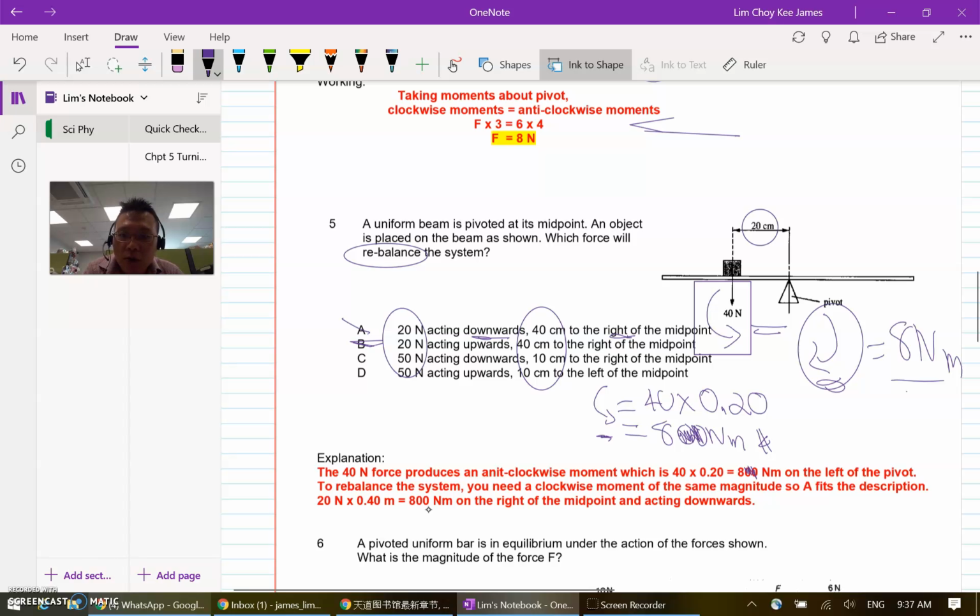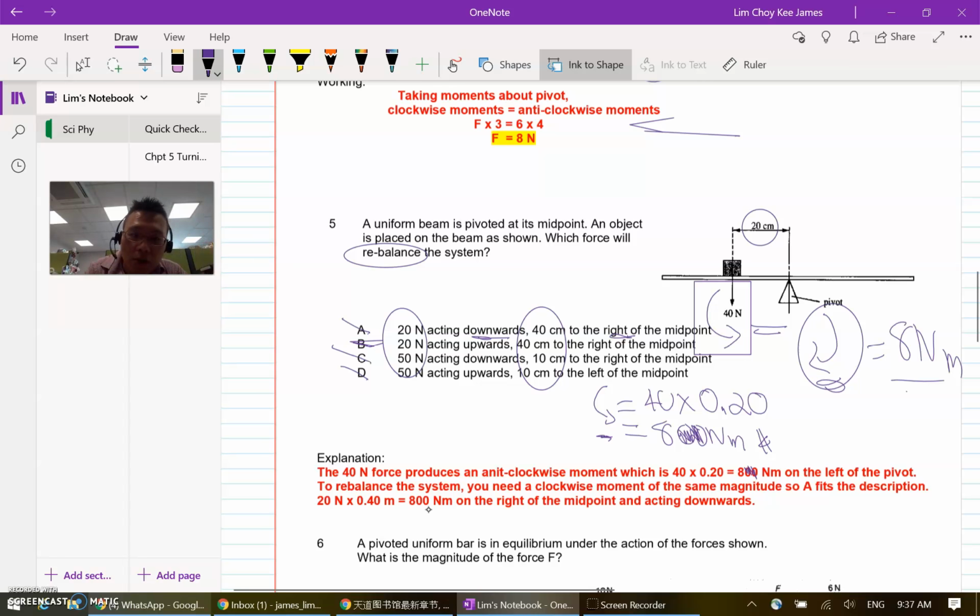Option C: right side downwards, 50 Newton, it will be a clockwise moment, so C could be my answer. Followed by option D: 50 Newton upwards on the left of the midpoint. Now it's the left side. If I push up on the left side, the beam does rotate clockwise, so D also gives me a clockwise moment. So the possible choices could be A, C, or D.